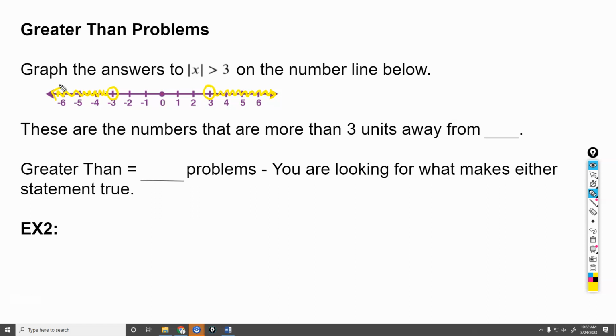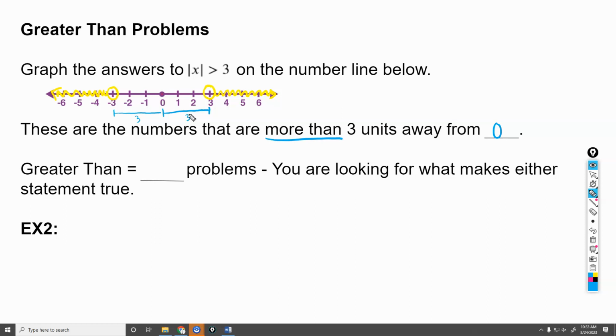These problems, greater than problems, we want to think about as the numbers that are more than or greater than 3 units away from 0. So, because it's a greater than problem, we're talking about, right here 0, that's 3 units, that's 3 units. These are further away than 3 from our 0.